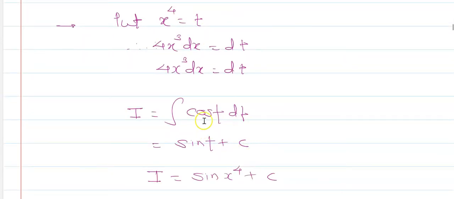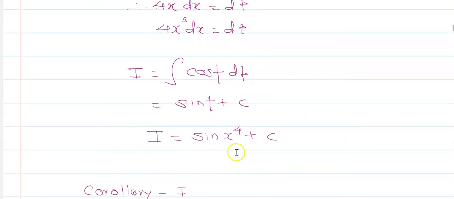But what is the integral of cos of t? It is sine of t plus c. And then again we will replace the value of t. What is the value of t? The value of t is x raised to 4, plus c, and this is the answer. I is equal to sine of x raised to 4 plus c.